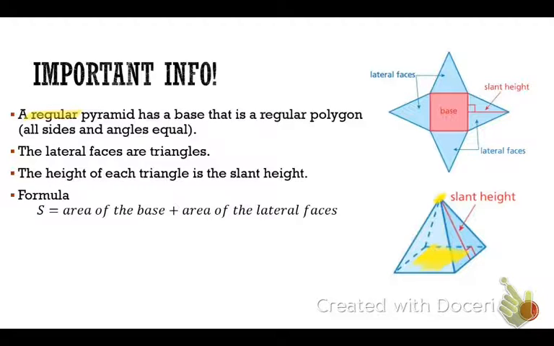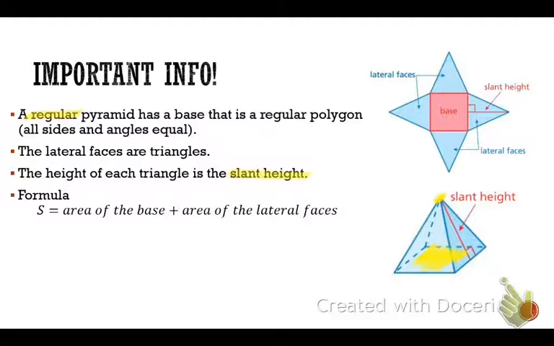So the lateral faces are always triangles. If they weren't triangles, it wouldn't form a pyramid, because the top of a triangle is going to be a point. So all the lateral faces will be triangles, and the height is called the slant height. It's slant because, as you can see, the faces are coming in to form that peak. Slant height is the same thing as height.